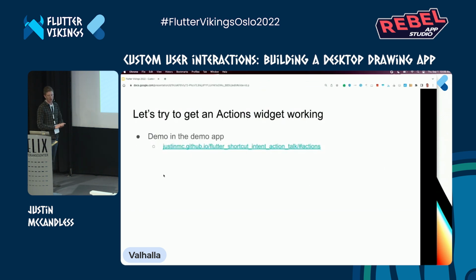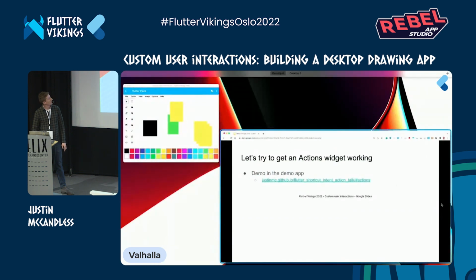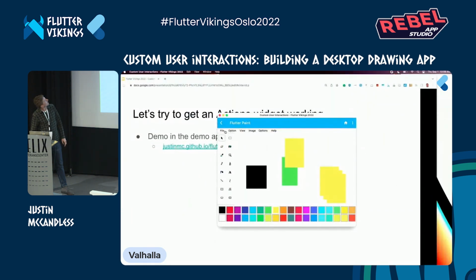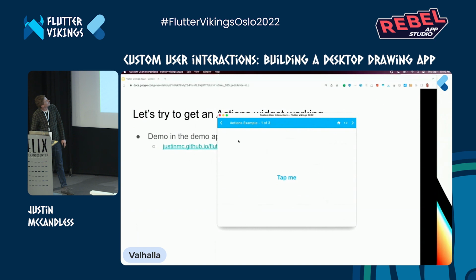All right, so we've seen the high-level explanation of what this is, but let's look at some actual code in the app and see what happens when we actually run it. We'll start with just actions itself. And let me get back to my demo app. So we're going to go back to my actions demo here.